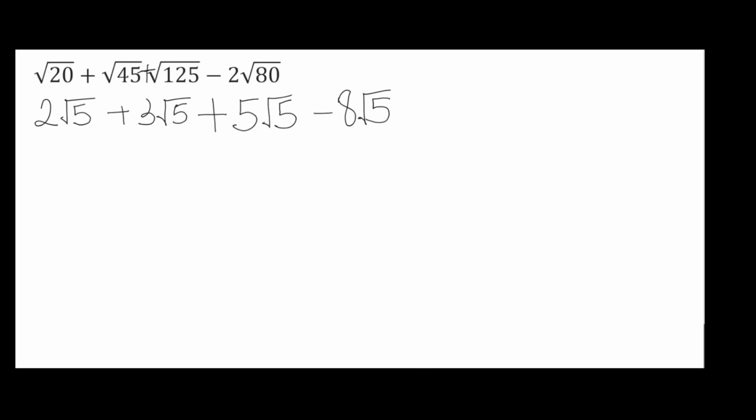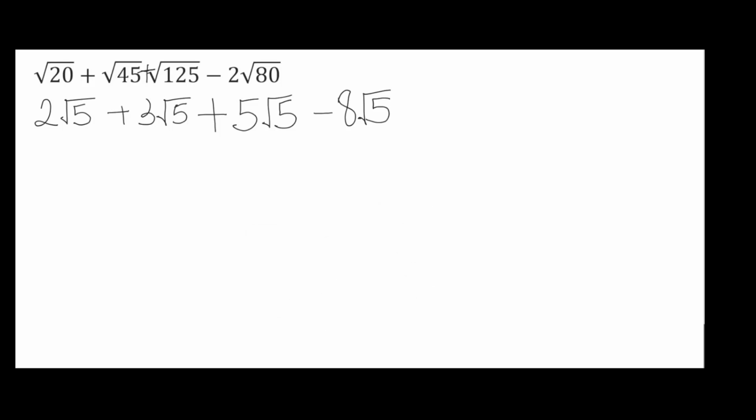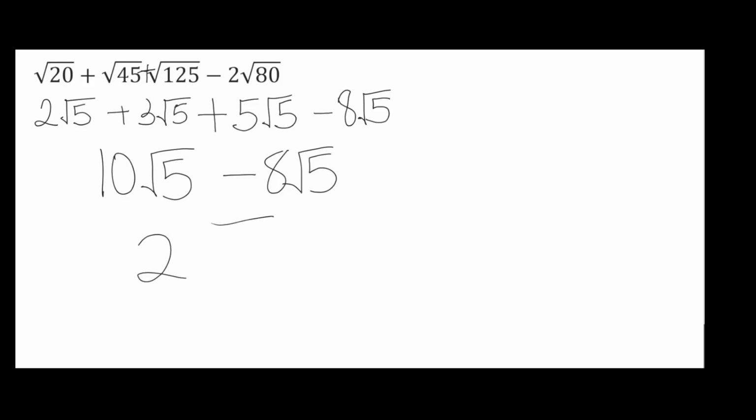And when I have 10 root 5, I am to subtract 8 root 5 from it. So the answer is going to be 2 root 5. So the final answer to this question is 2 root 5. So we have 2 root 5 plus 3 root 5 plus 5 root 5, that's going to be 10 root 5, then minus 8 root 5. So the final answer is 2 root 5. And that's how you go about it.